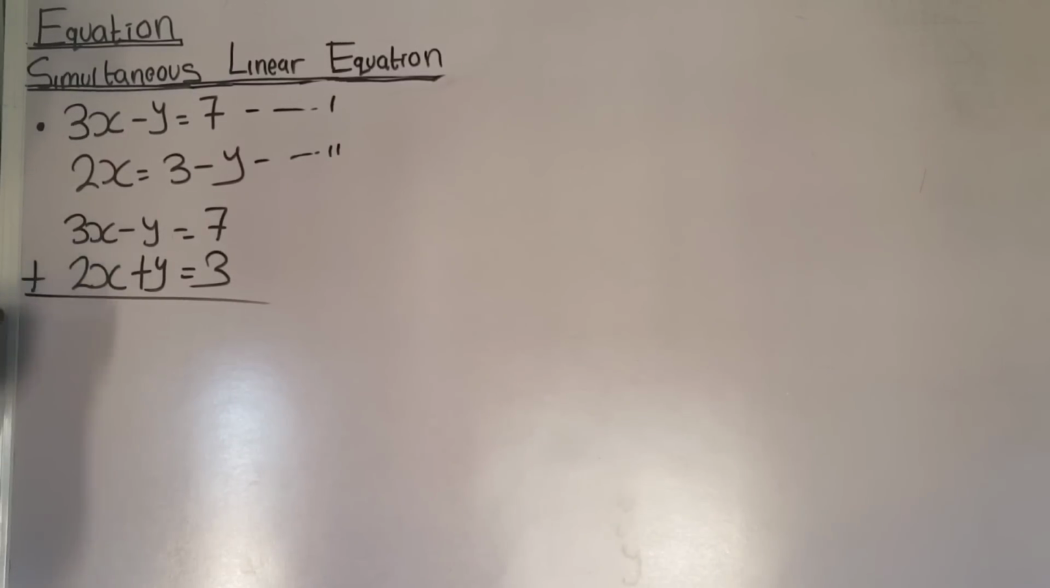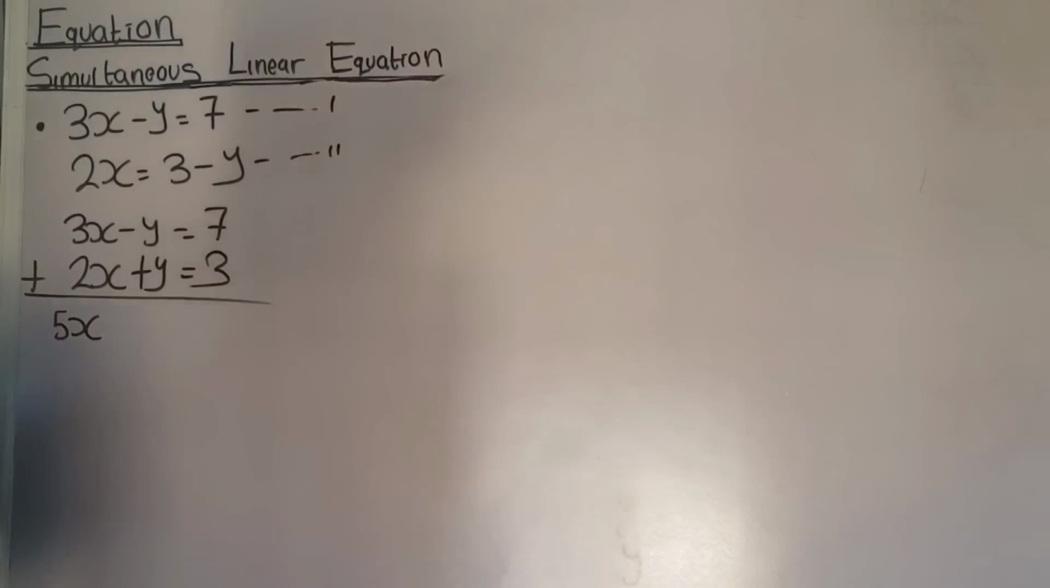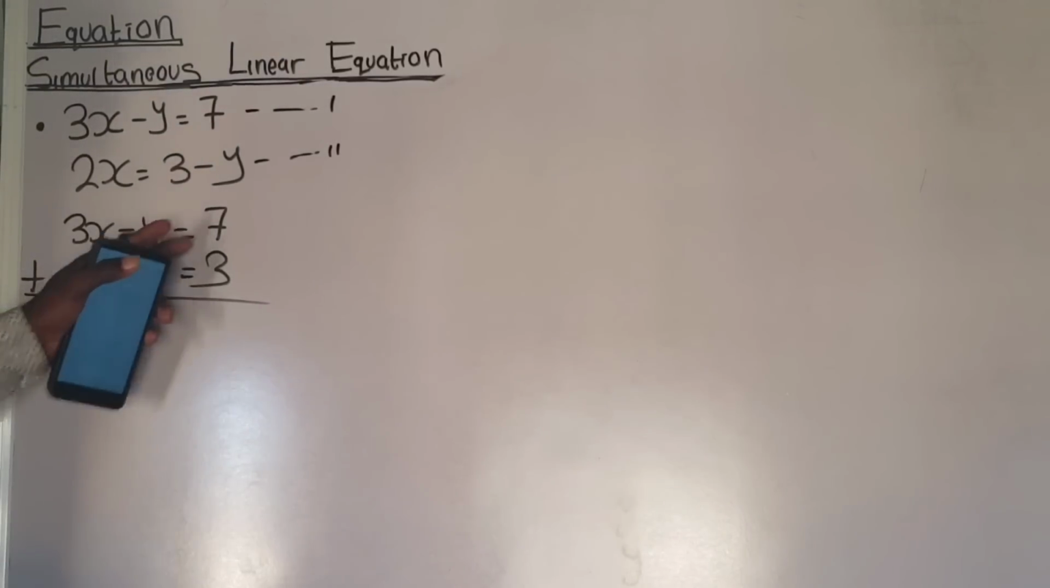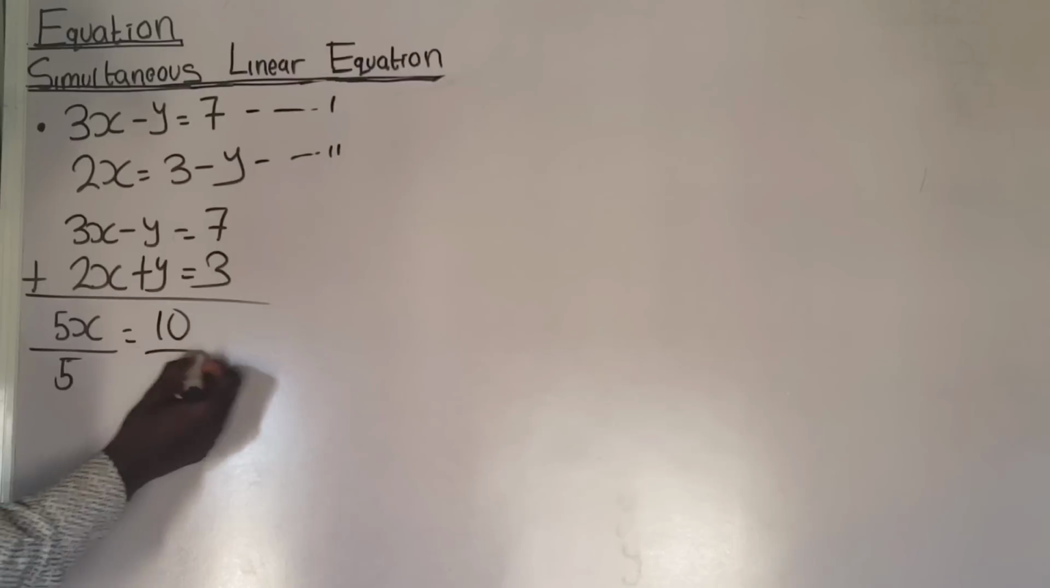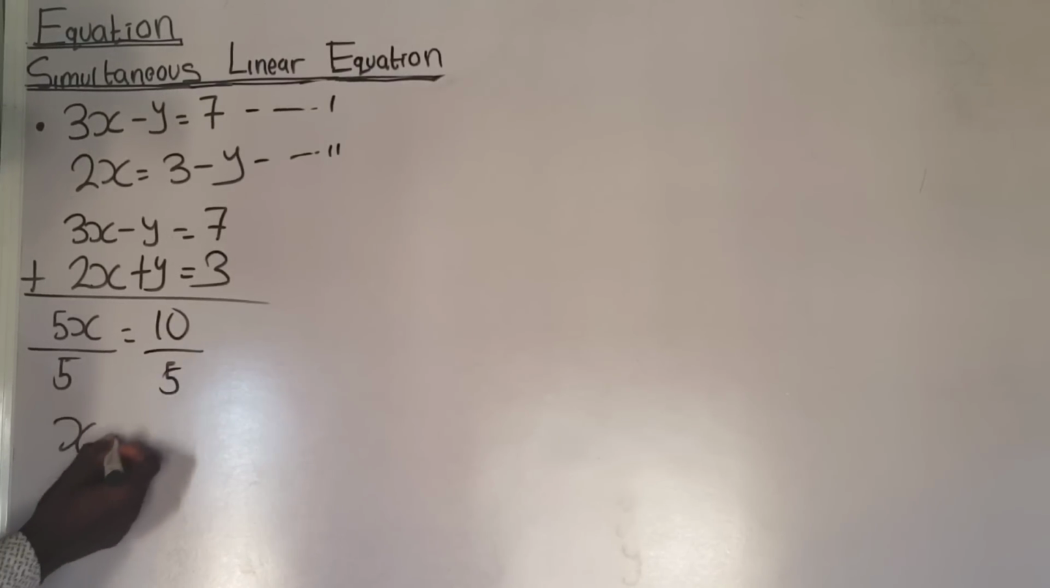I'm going to add 3x plus 2x. That will be 5x. Minus y plus y will give us 0. So I'm left with 5x equals to 7 plus 3. That will give us 10. Now divide both sides by 5. So x is equals to 2.